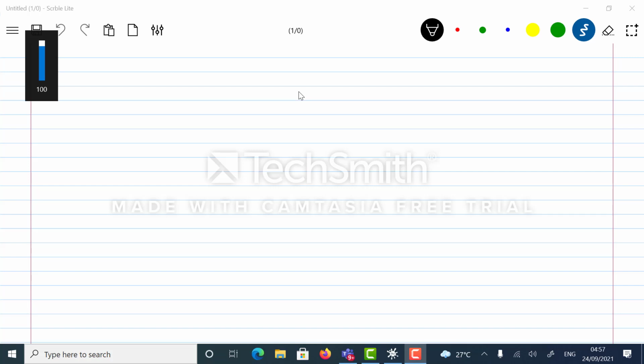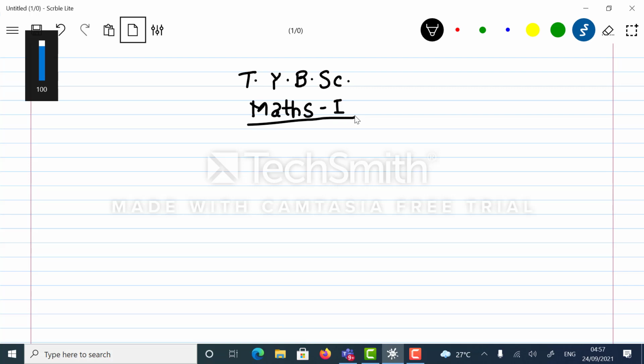Hello everyone. This lecture is exclusively recorded for third year BSc students of BK Birla College, Kalyan. This is mathematics class paper 1. In this lecture, we will state the Stokes theorem and we will solve the problem based on Stokes theorem.